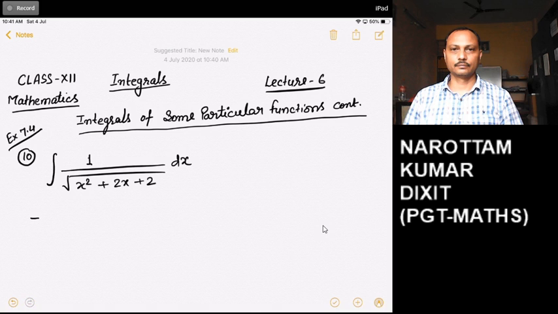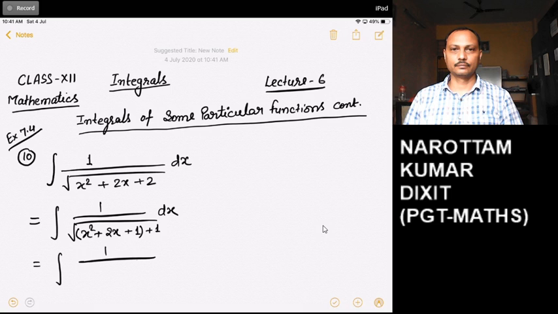So, first of all, we will make the quantity given in the square root a perfect square. It is x square plus 2x. If we break this 2 as 1 plus 1, then we can see the quantity written in the bracket is the perfect square of x plus 1. So, we can write x plus 1 whole square plus 1 dx.